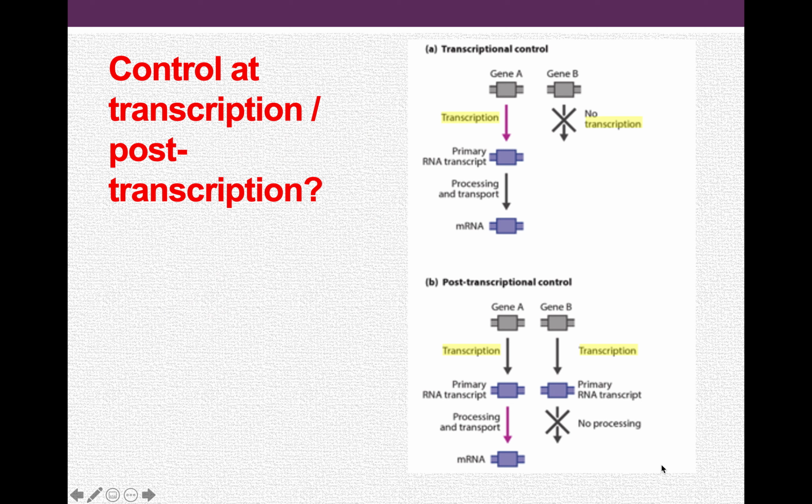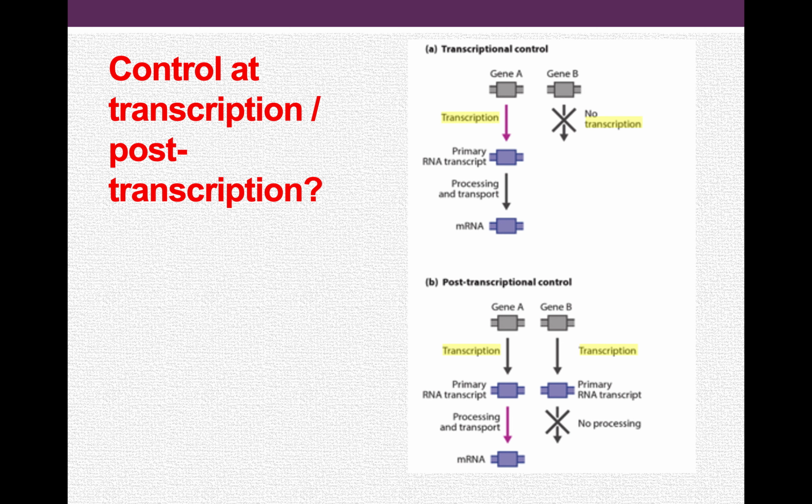So first and foremost, I did say about this. There are controls along the way throughout the central dogma of molecular biology. So over here, as you can see in this diagram, we have control at transcription and also at post-transcription. If you look at this diagram, you will see that there are differences in terms of the RNA being made, whereby you have transcriptional control and post-transcriptional control. We will discuss this in detail, especially in eukaryotes.